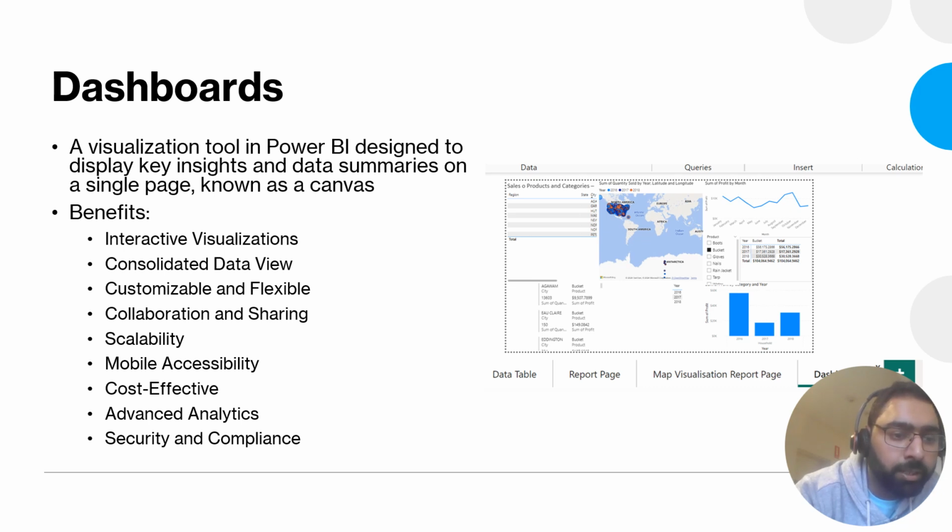The second one is consolidated data view. Single pane of glass: a Power BI dashboard consolidates data from multiple sources, providing a comprehensive view of key metrics and performance indicators in one place. Integration with various data sources: Power BI supports numerous data sources such as Excel, SQL Server, cloud services, and more, allowing for seamless data integration.